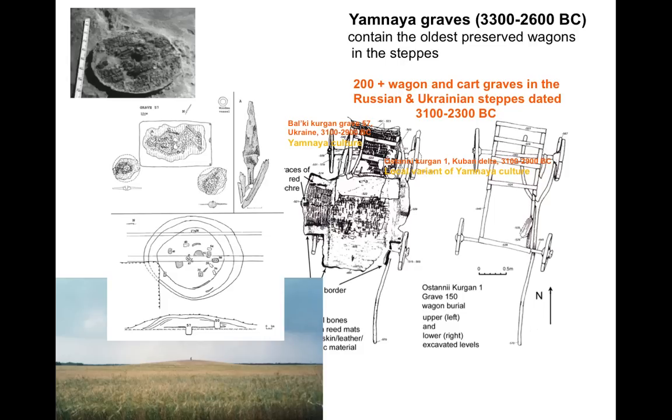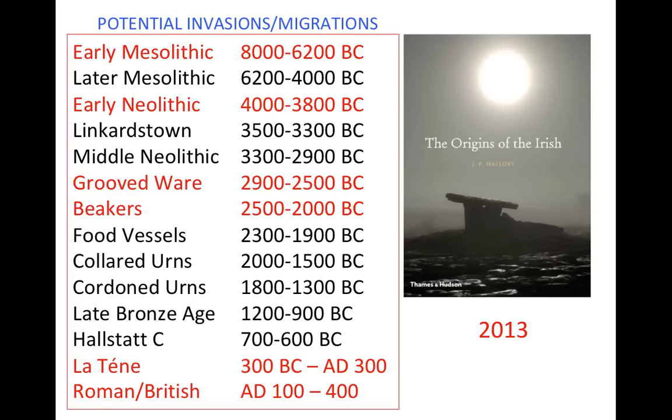And one of the major cultures of this expansion is the Yamnaya culture that dates to around just before 3000 BC, well known for having burials with wheeled vehicles, for example, and exploitation of domestic horses.